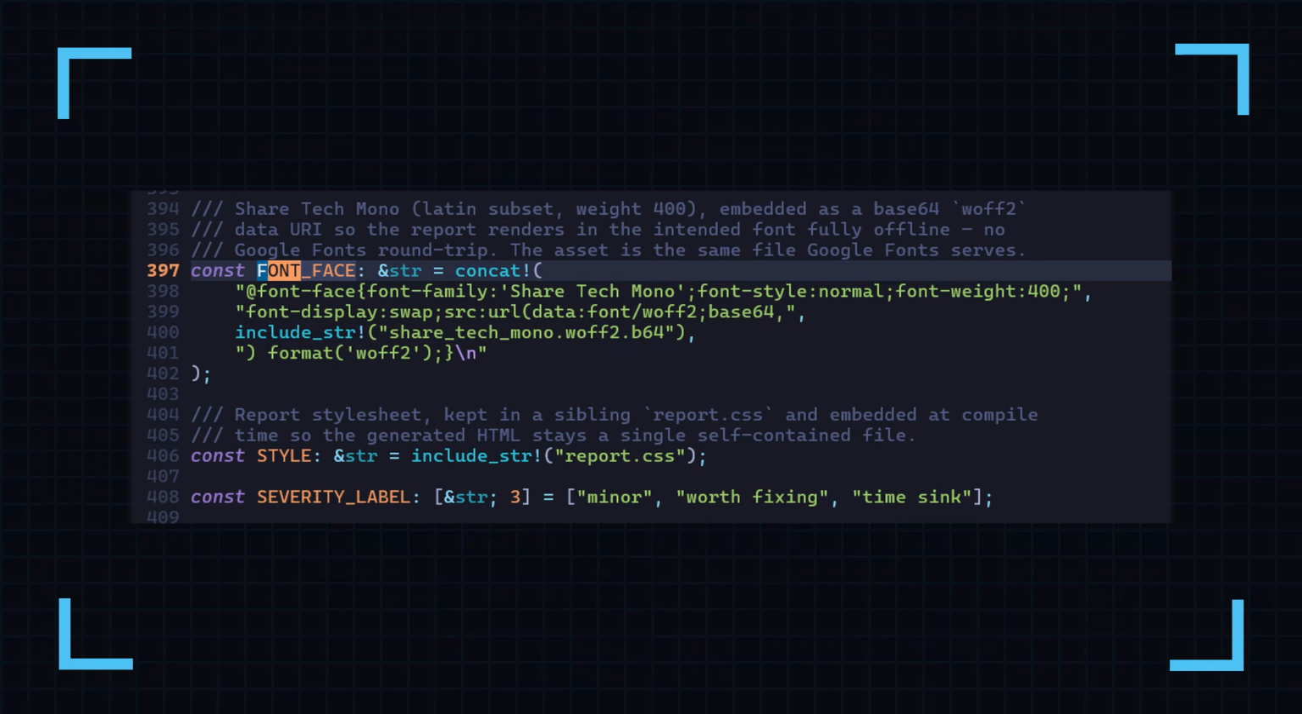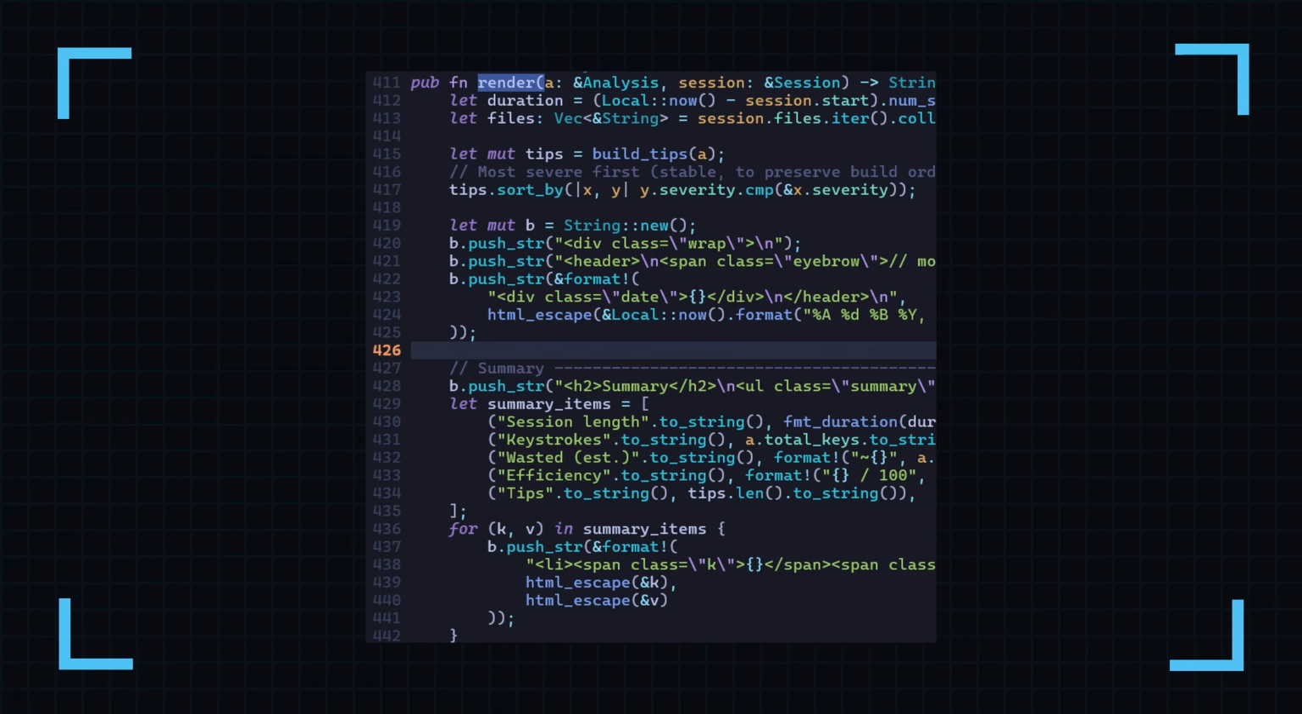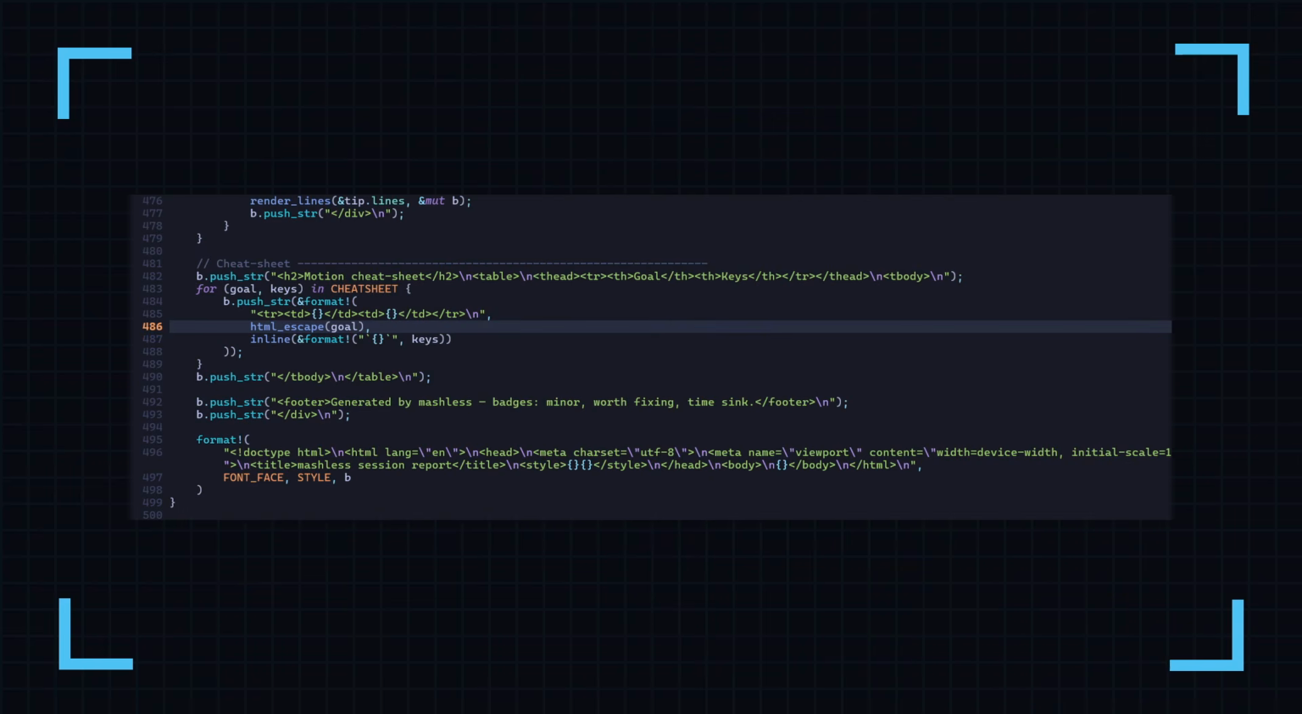And the font got added afterwards specifically so the report doesn't silently look wrong if you open it with no internet connection. The render function walks through the summary, and then the tips sorted most severe first, the static motion cheat sheet table, and then a footer, and wraps the whole thing in an HTML shell.